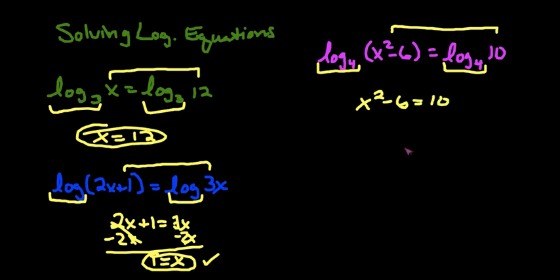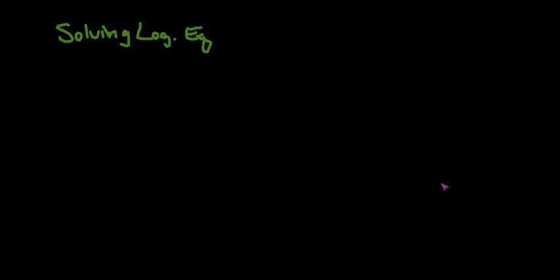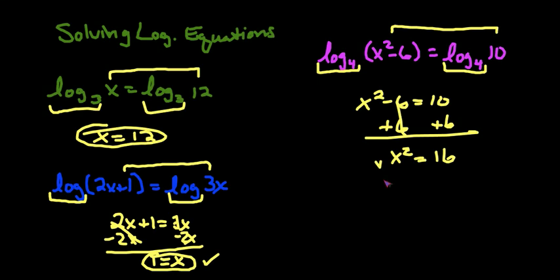Now, since all we have are squares and constants here, let's get the squares on one side, everything else on the other. So we'll go plus 6 and plus 6. That cancels. We get x squared equals 16. And then we'll do the square root, plus or minus square root. And we're going to end up with x equals plus or minus 4.